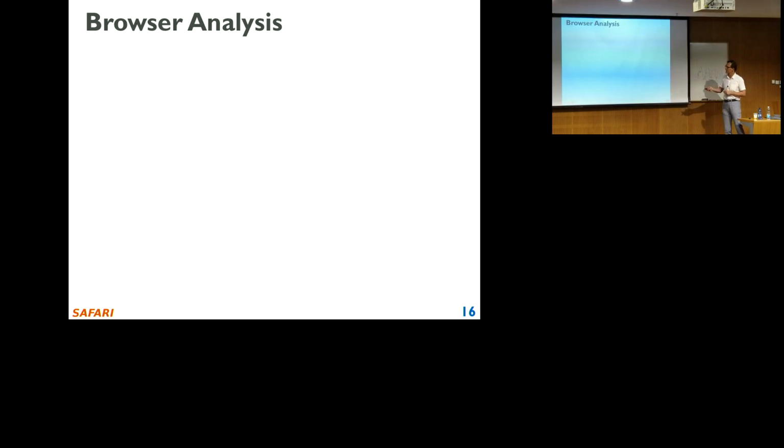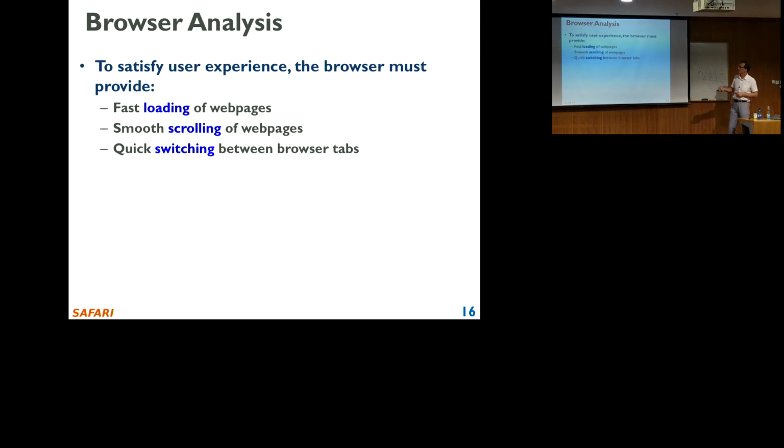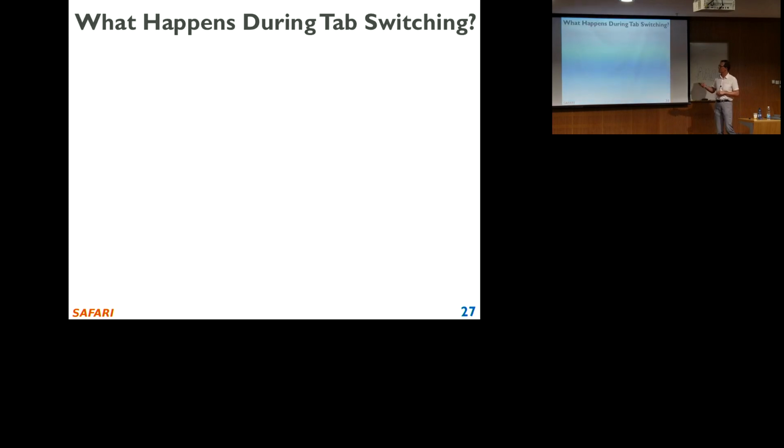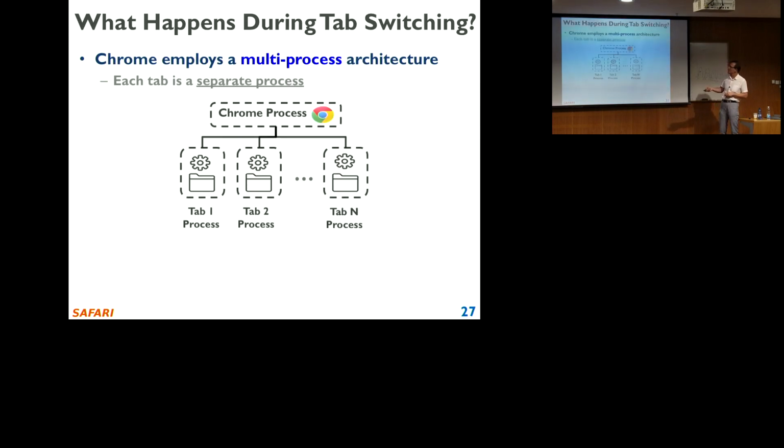So it's a long pipeline, and we've analyzed a lot of it. And a browser must provide fast loading, smooth scrolling, and quick switching. I'll leave you to read these from the paper, but I'm going to look at the switching between the tabs, because that leads to some compression and decompression, which is actually more general than just browsing. So page scrolling you can read in the paper, which is really interesting. But tab switching, we can take a look at that. OK, so what is tab switching? What happens during tab switching?